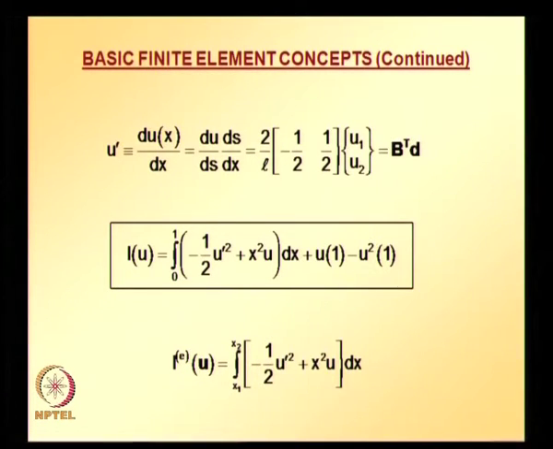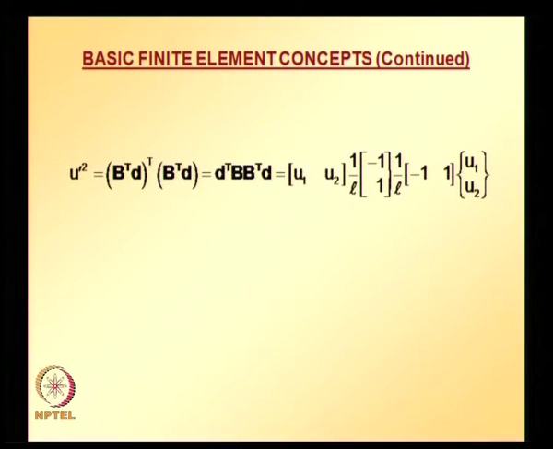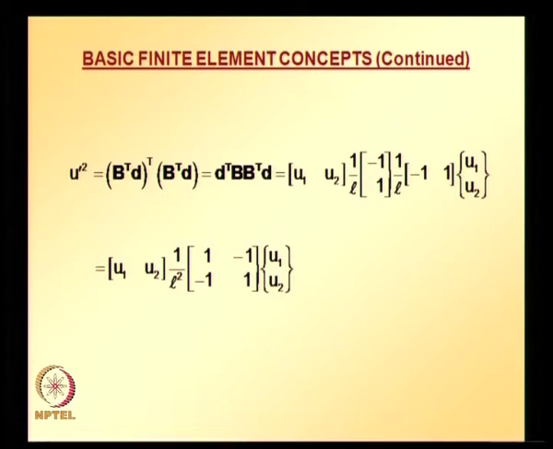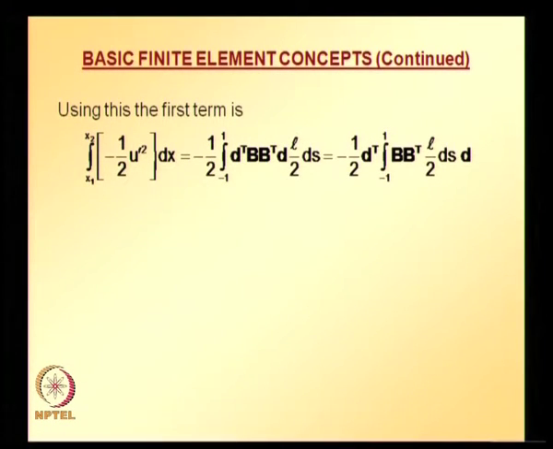U prime square, I will write it as u prime transpose u prime, whereas u prime transpose is what? B transpose D. So, that is what is written here. U prime square is written as u prime transpose u prime, u prime is B transpose D. So, B transpose D transpose B transpose D, and if you apply your matrix knowledge, you can simplify it into D transpose B transpose D, and you know what is D and you know what is B, you plug in all those things, you get this one, and you can do all the matrix and vector multiplications, and you can compactly write it. Now, you go to the first term.